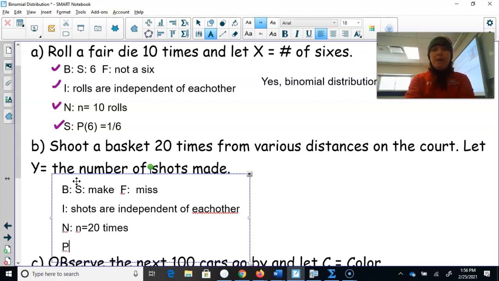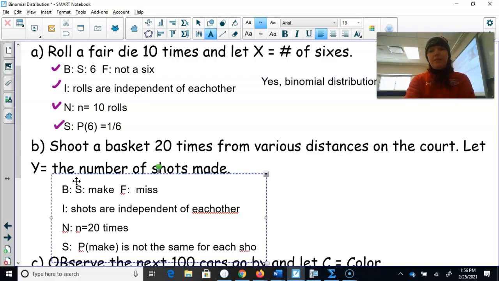Now, is the probability of success the same for each shot? So the probability of making it. Is that gonna be the same for each shot? Think about it. Hopefully your answer is no. Why? Because they're shooting from different distances on the court.